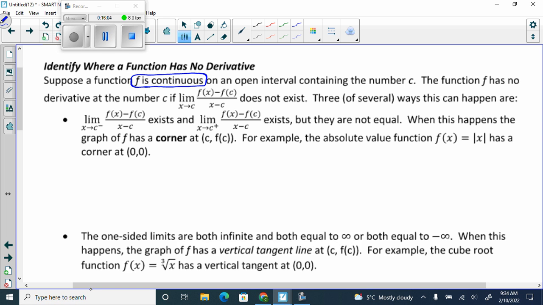This is what they do in AP. They go, if it's continuous, then it's differentiable. Well, possibly, right? Does a graph have to be continuous to possibly be differentiable? Yes. If it's differentiable, does it mean it's continuous? Always. In order for something to be differentiable, the graph has to be continuous. They'll use these interchangeably.